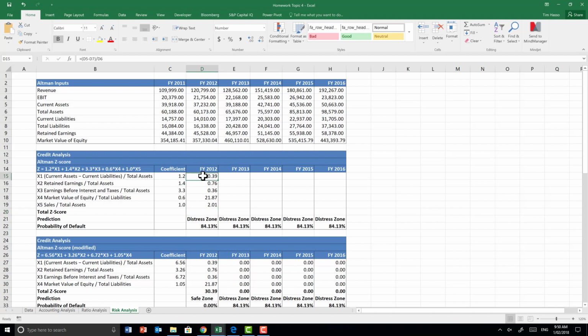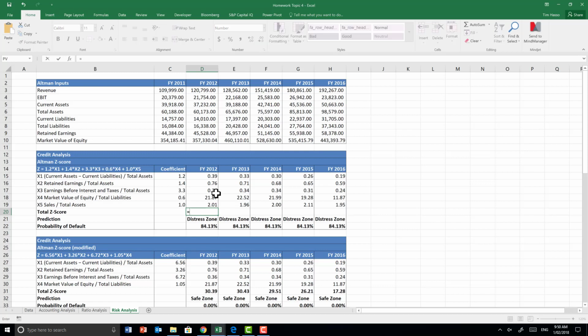So this gives you the values for each individual variable for that particular year. And again, once we've calculated for 1 year, we can drag it to the right and get it to be calculated for the remaining years. And then the total Z-score is merely equal to each coefficient multiplied by that value. So you can either take equal to and then take the coefficient, multiply it by 0.39, then plus 1.4, multiply it by 0.76, and so forth.